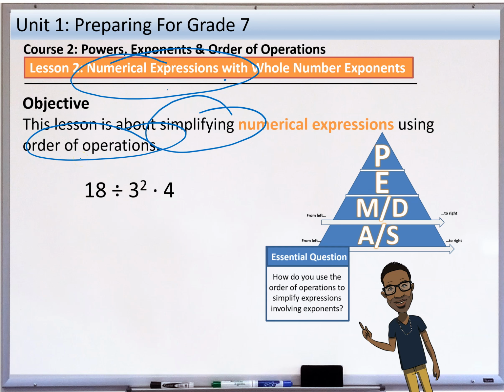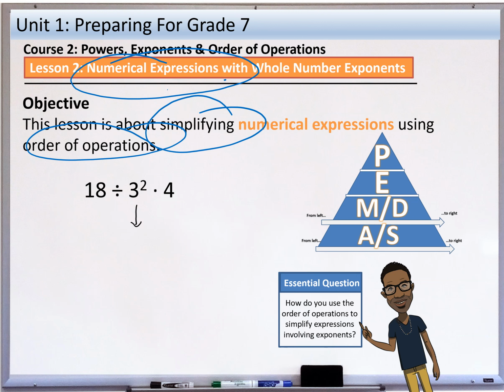Today's lesson is about numerical expressions, evaluating or simplifying numerical expressions using order of operations. This should be a review where we have the order in which we complete our operations when we evaluate expressions. Let's get started.